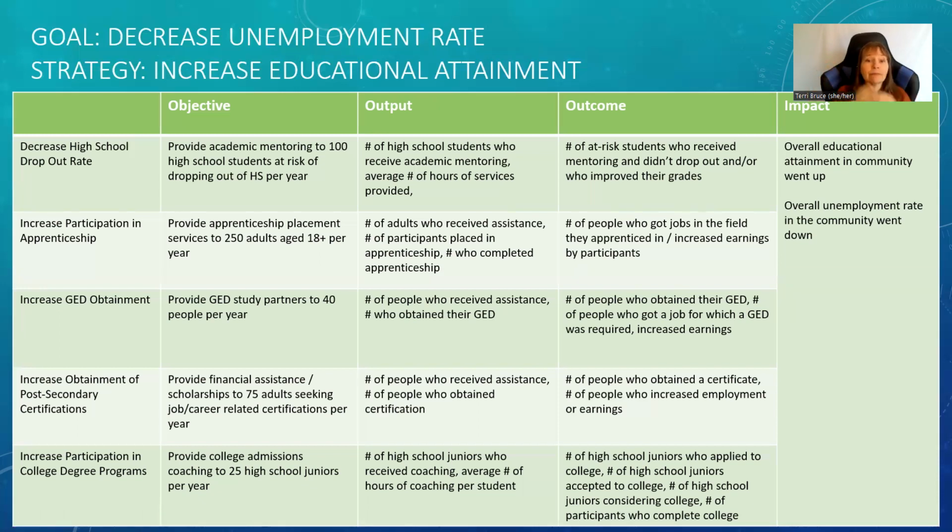It's okay to say the output is number who received assistance, and then the outcome is number who got a GED. Or you can then go deeper and say, well, it's actually the output is number of people who got their GED, and did the GED lead to increased earnings, right? So that's a top tier creme de la creme output outcome formulation. It's okay to just do number received assistance and number got their GED.